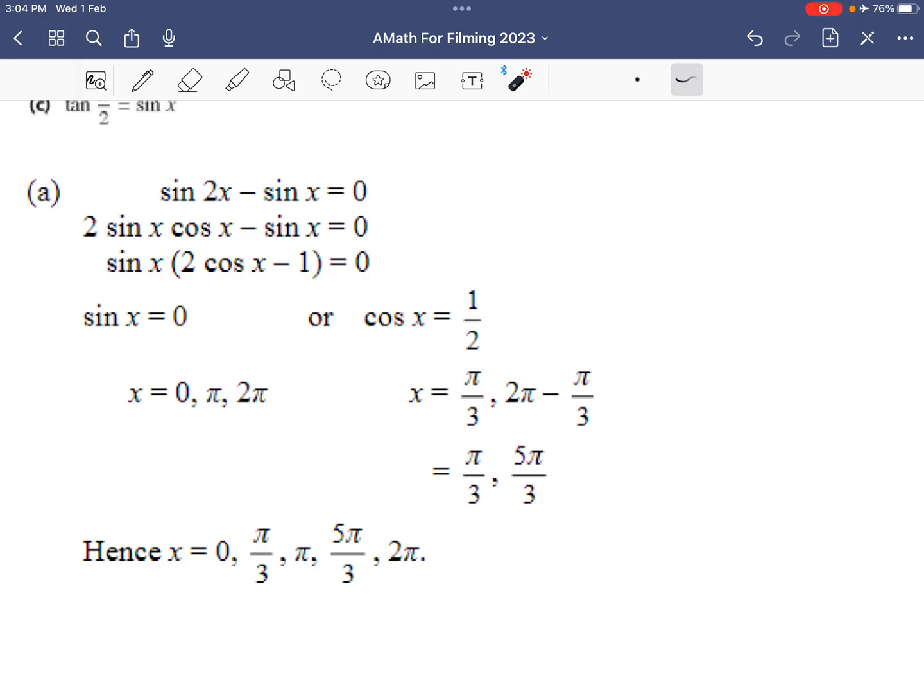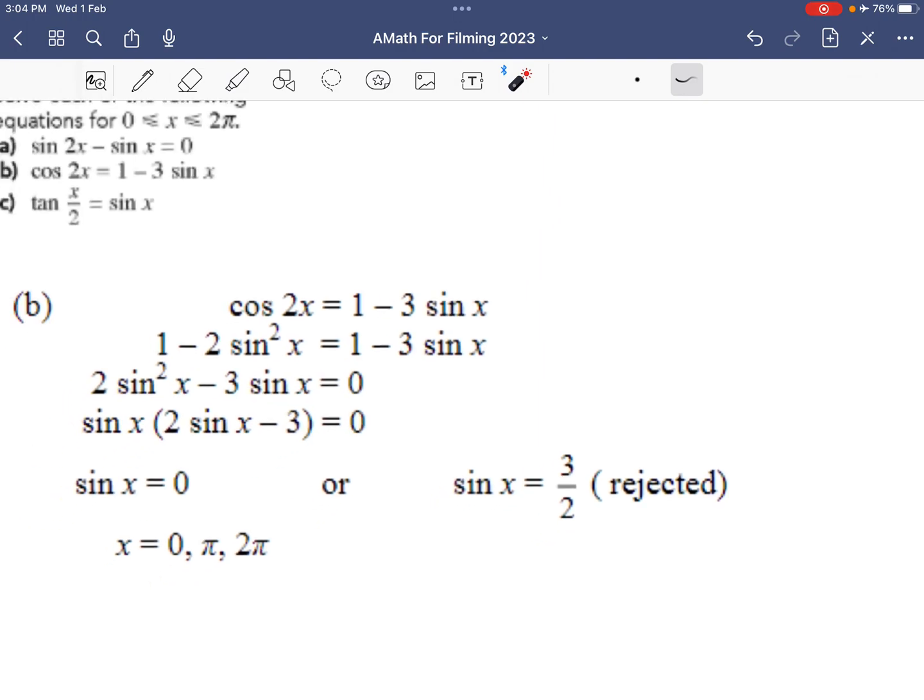Okay, for try 17 part A, so what I've done here is sine 2x minus sine x. So this sine 2x is re-expressed as 2 sine x cosine x. Factorize a common factor of sine x. So sine x is equals to 0, and 2 cosine x minus 1 equals to 0. You solve, you will get x is these values, and cosine x, because cosine is positive, it will occur in the first quadrant and the fourth quadrant. So these are the 4 values that you will get for part A.